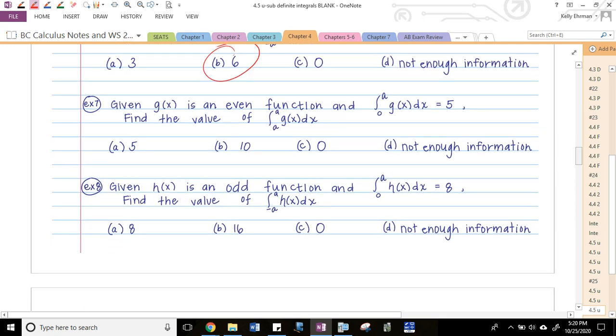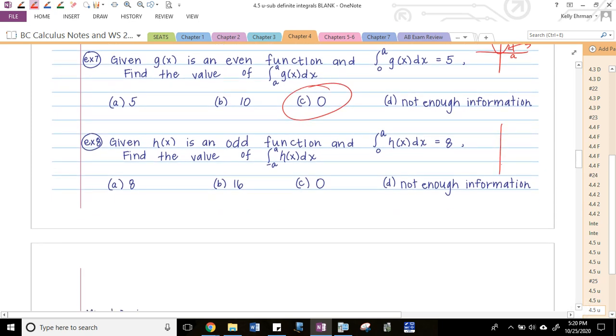Given that g of x is an even function, so same symmetry, and the integral from 0 to a is 5, I always just end up drawing this. So 0 to a, this is 5. Find the value from a to a. Now be careful here. A to a, same bounds, that area is 0. So all of this other information was irrelevant.